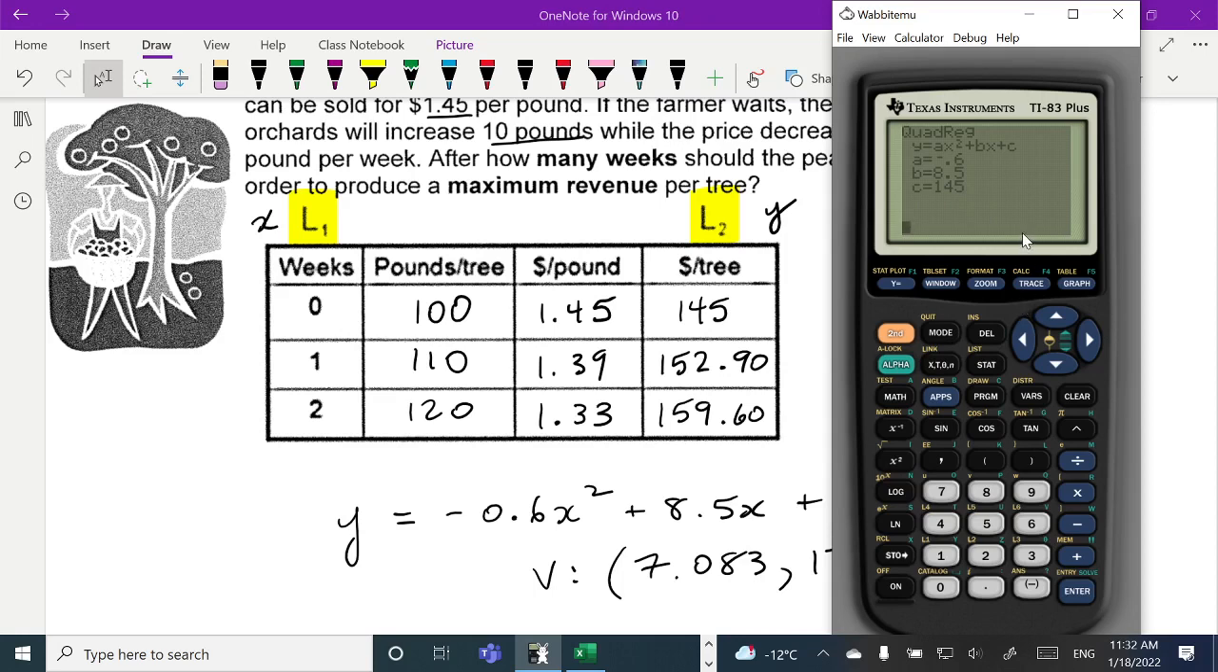And then when I graph that, I'll just type it in. There is a way to actually make it put this into the list yourself, but I don't remember how to do that. So let's see. So that's negative 0.6x squared plus 8.5x plus 145. And then when I graph it, there we go. It hits all three of those dots.